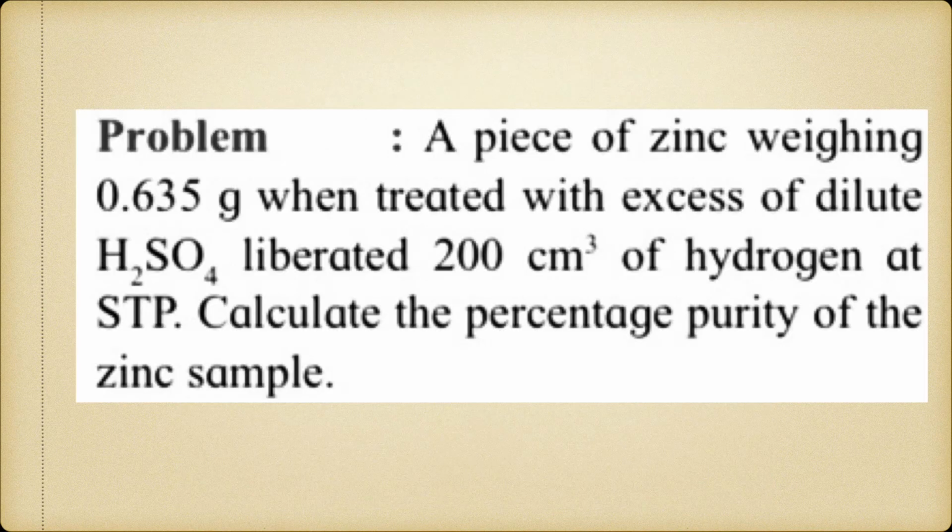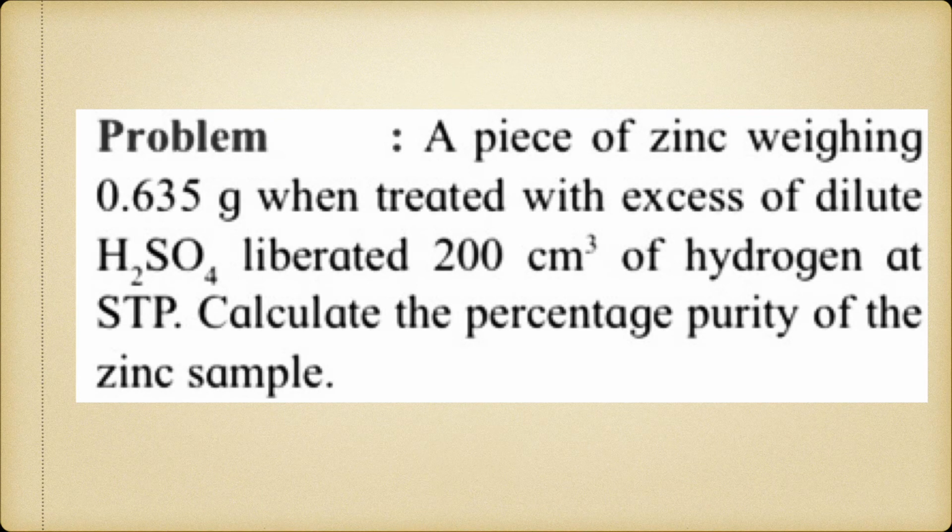Okay. Next problem. A piece of zinc weighing 0.635 gram when treated with excess of dilute sulfuric acid liberated 200 centimeter cube of hydrogen at STP. Calculate the percentage purity of the zinc sample. Okay. So over here, understand that we are having a piece of zinc. I have treated it with dilute sulfuric acid.